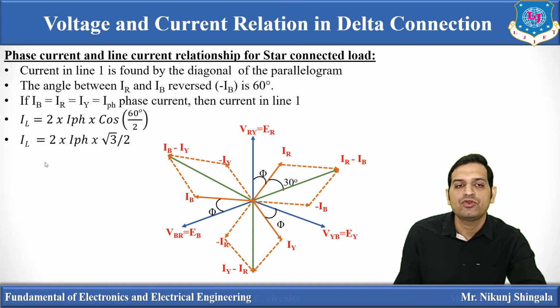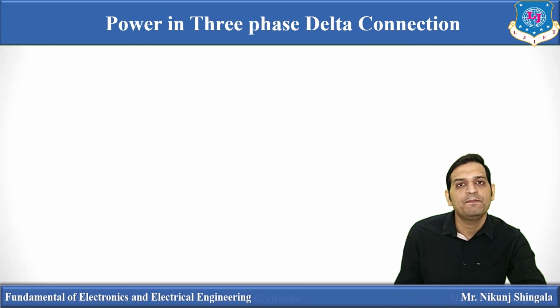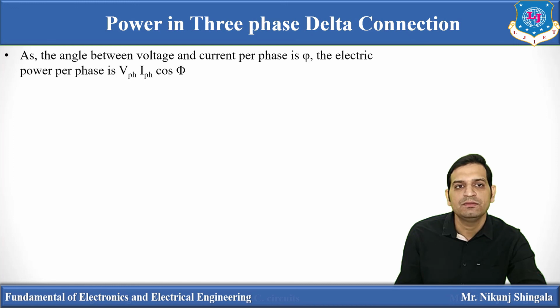Now putting the value of cos 60 by 2, IL is equal to 2 I phase into root 3 by 2. So we can write IL is equal to root 3 I phase. So here the line current is root 3 times the phase current, but the line current lags the phase current by 30 degrees. So for a delta connected system, line voltage is equal to phase voltage, but line current is equal to root 3 times phase current. Now moving towards the power calculation for the delta connection system.